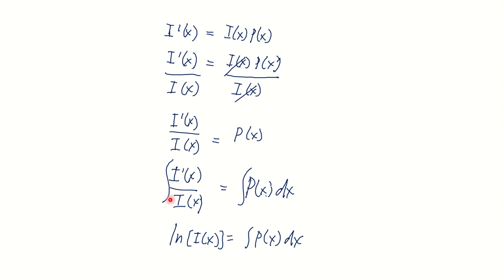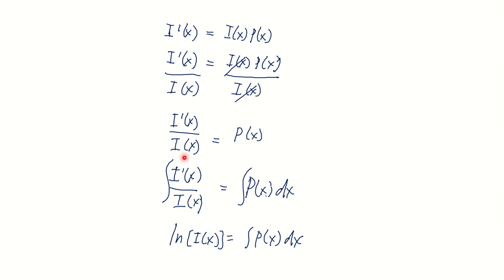So derivative in the numerator, and of course, derivative of u in the numerator and u in the denominator. So here you have the derivative of I of x all over I of x. So this is equal to the integral. You do it also on the right side of the equation. So you have the integral of p of x dx.